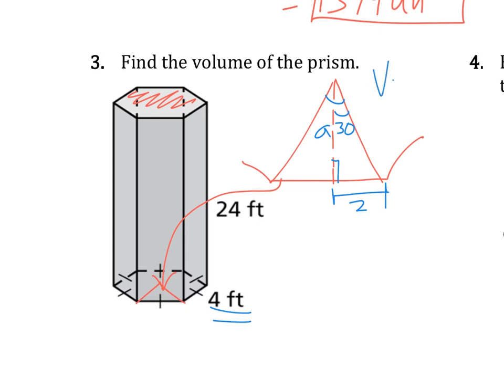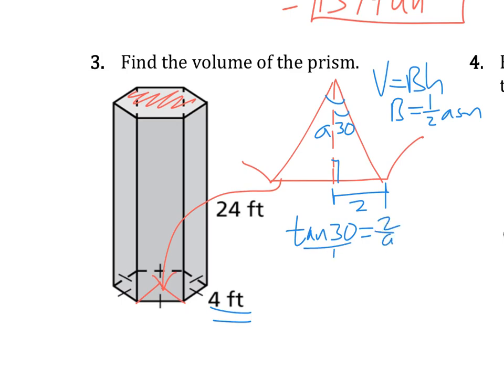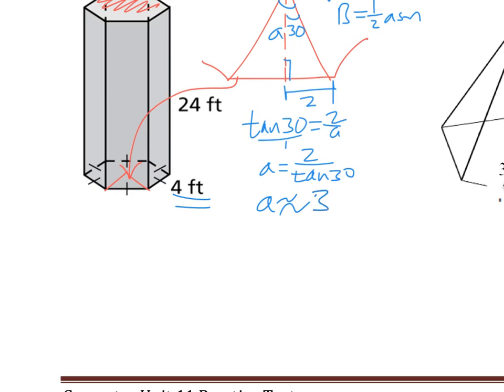So volume equals area of the base times the height, but the base is 1/2 ASN: apothem times the side times the number of sides. So we have to find the apothem length here. So we could say tangent of 30 is 2 over A. After we cross multiply and divide, we're going to get A equals 2 over tan 30. And now we can find that apothem, 3.4641. So we have the apothem.